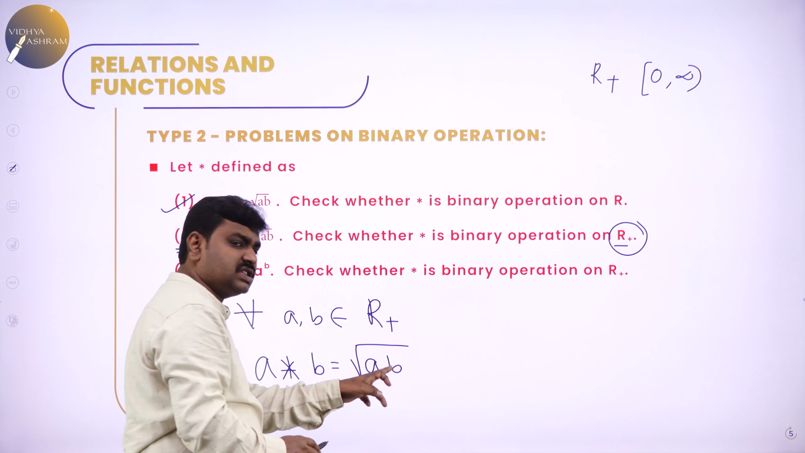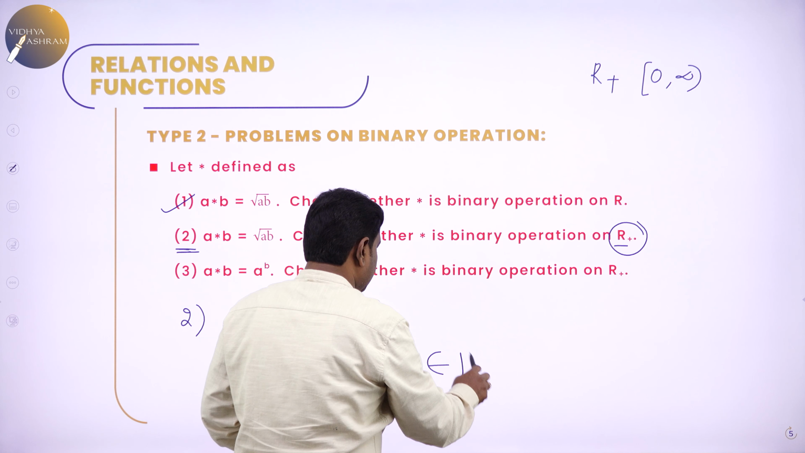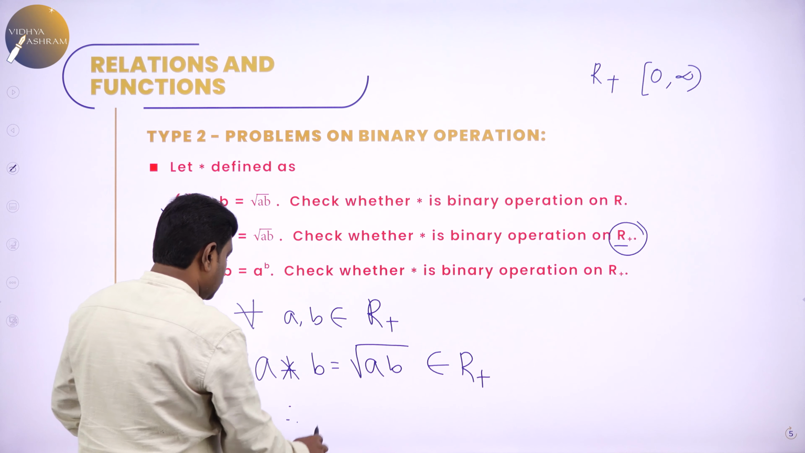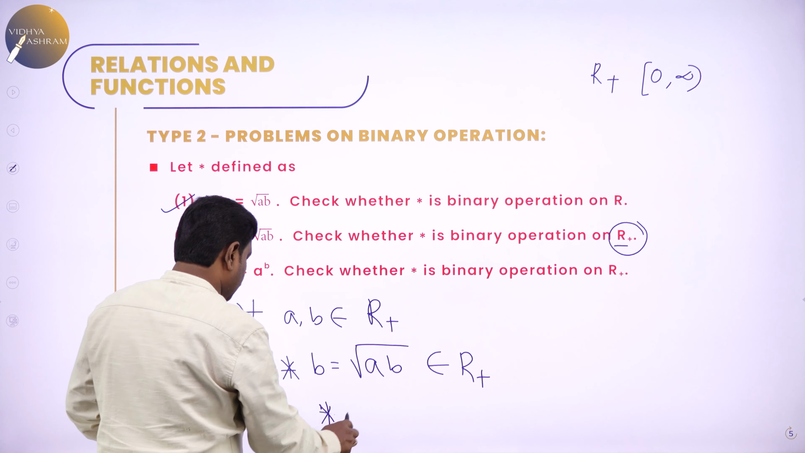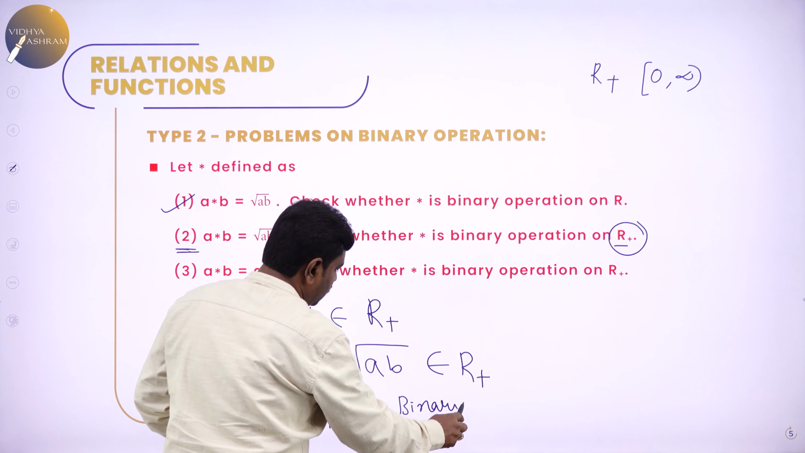Definitely this is R plus, this is R plus. R plus into R plus is R plus, root of R plus belongs to R plus. So root AB belongs to R plus. Therefore, star, whatever they gave, is a binary operation. Star is a binary operation.